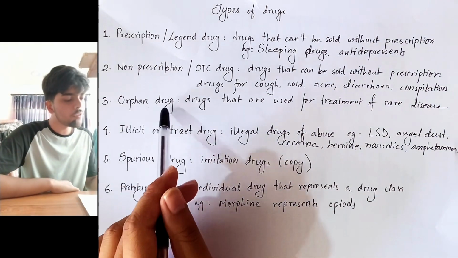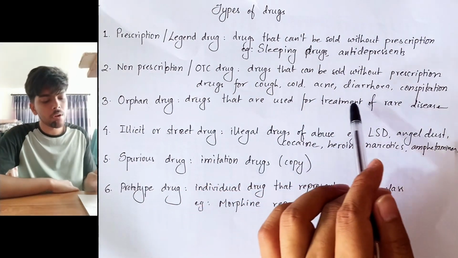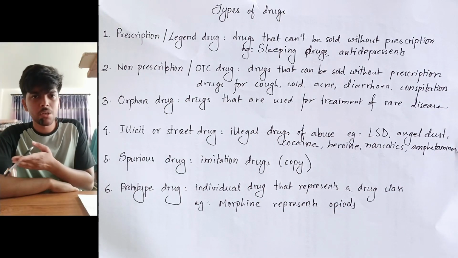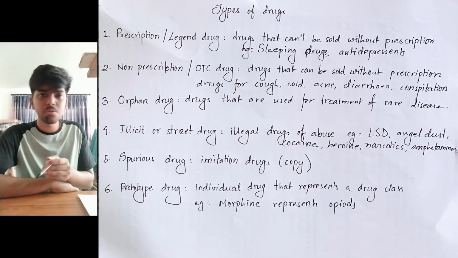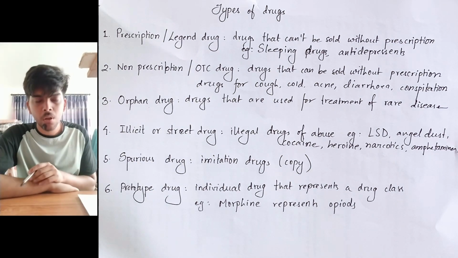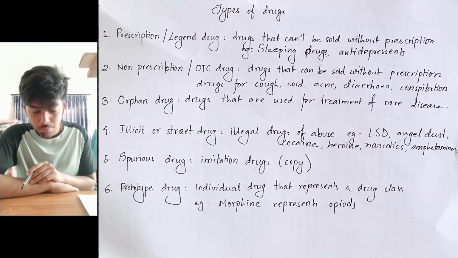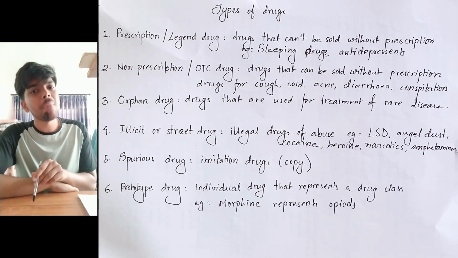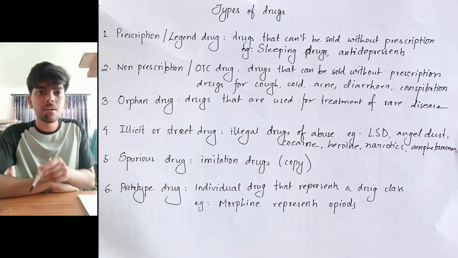Third, orphan drugs. Orphan drugs are the drugs that are used for the treatment of rare diseases. Okay, fine. But why the name orphan? Why is the drug associated with the word orphan? What do you understand by the word orphan? An orphan is a child who doesn't have any parents, right? Who is the parent of a drug? The parent of a drug is the manufacturer of the drug. The company that manufactures the drug is the parent of the drug.